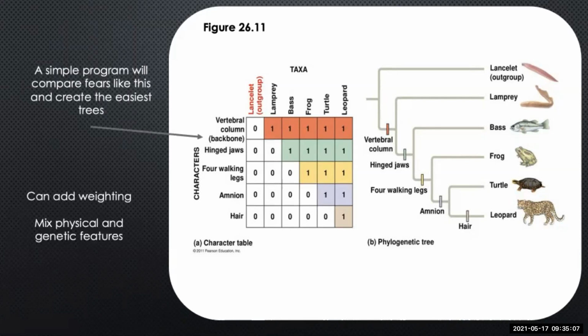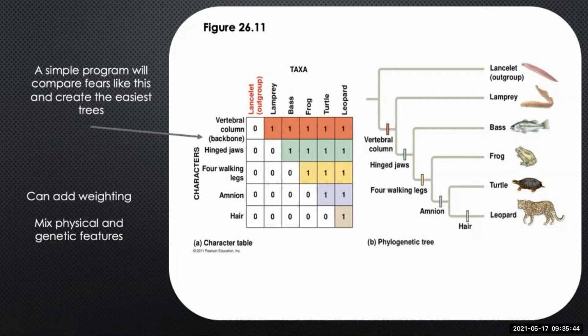So the program will say, all right, organisms with hinged jaws, you'll say that bass, frogs, turtles, and leopards have all those traits. Four walking legs, and you'll tell it which ones have it. And so what it'll do is try to combine and make sure that, most parsimoniously, it works out how all these traits are related. And this one is the simplest scenario you can have, because if you look at it, no traits are shared in a strange way by multiple species.